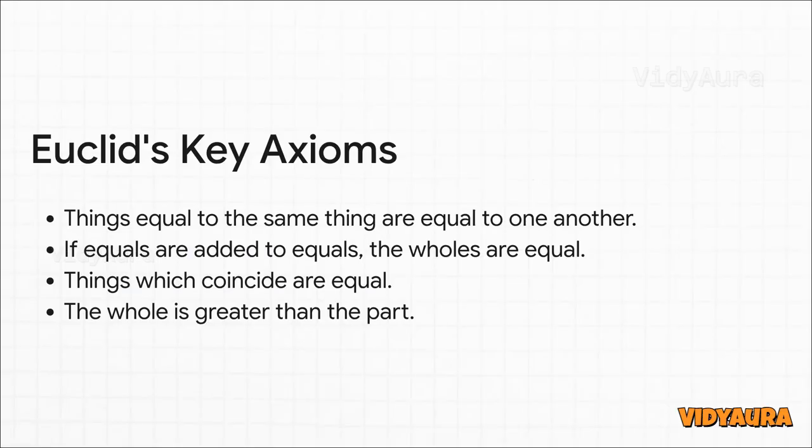Let's take a look at a few of his key axioms. Honestly, these are just common sense written down. Like this one. Things which are equal to the same thing are equal to one another. Basically, if A equals B and B equals C, then of course A has to equal C. Or how about if equals are added to equals, the wholes are equal? Again, makes perfect sense. We use these ideas every single day without even thinking about them.